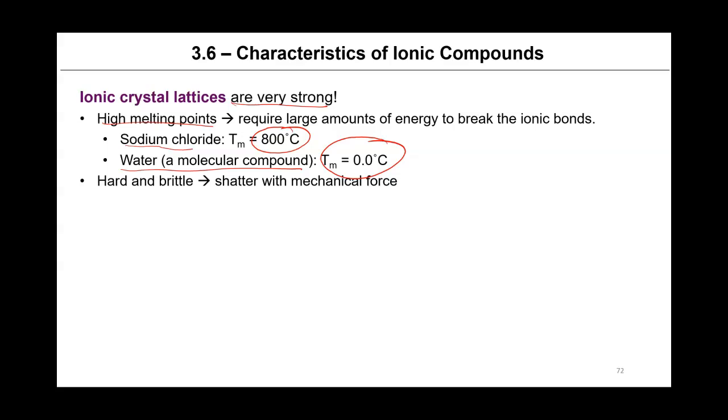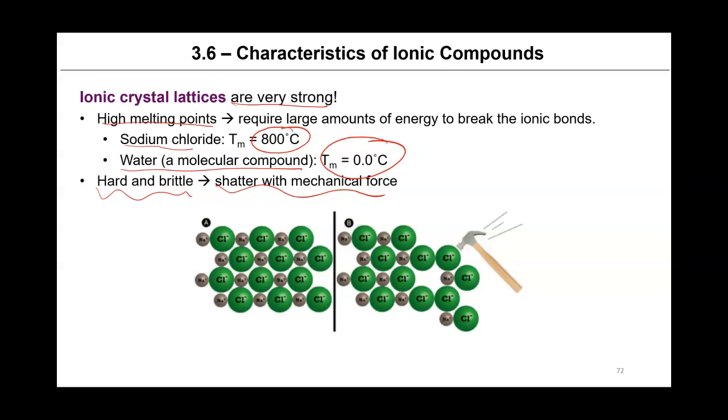So in addition to high melting point, another characteristic of ionic compounds is that they are hard and brittle solids that shatter when you apply a mechanical force to them. And this little diagram that I'm about to show you next will illustrate why that is. So here we have a crystal of sodium chloride, and we can see that we have alternating positive and negative charges, and that's what's holding it together.